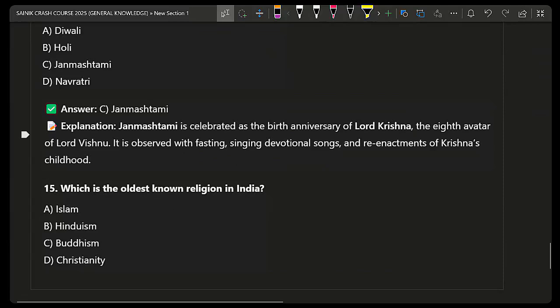Time up. One student said Islam, wrong answer. One student said Christianity, wrong answer. Three students said Buddhism, wrong answer. And 8 students said Hinduism, it's the correct answer.